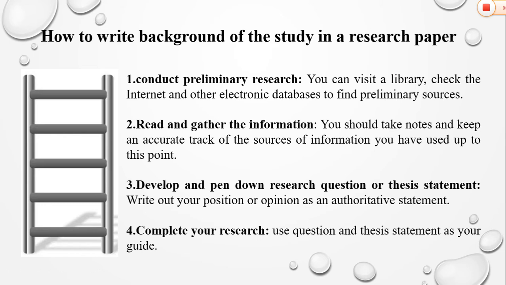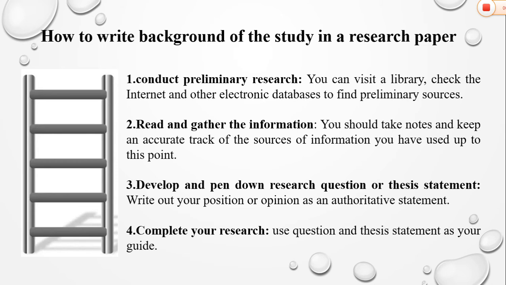There are 7 steps of how to write the background of the study. The first step is to conduct primary research. You can visit a library, check the internet and other electronic databases to find primary sources. The second step is to read and gather the information. You should take notes and keep an accurate track of the sources of information you have used to this point.